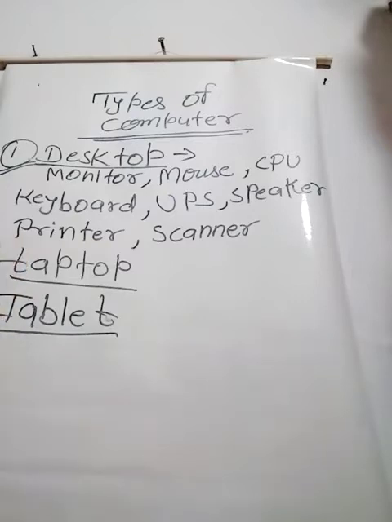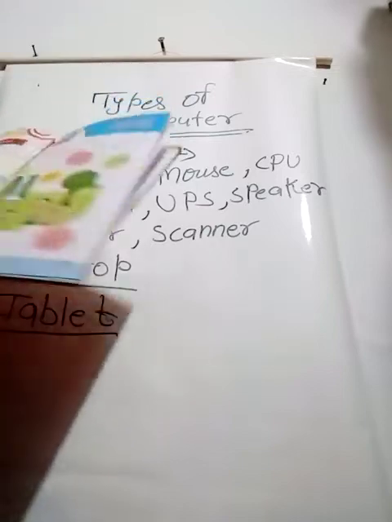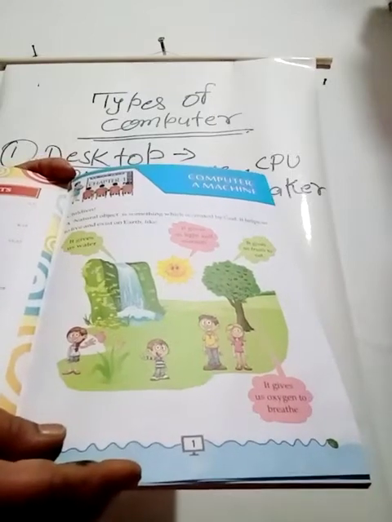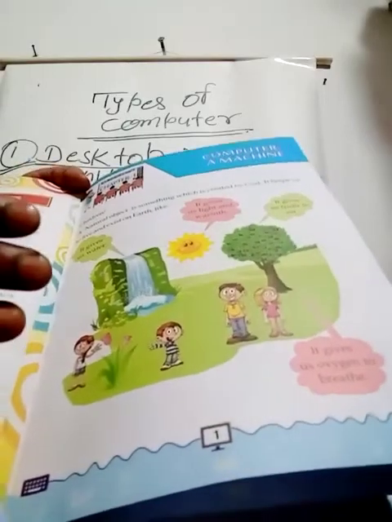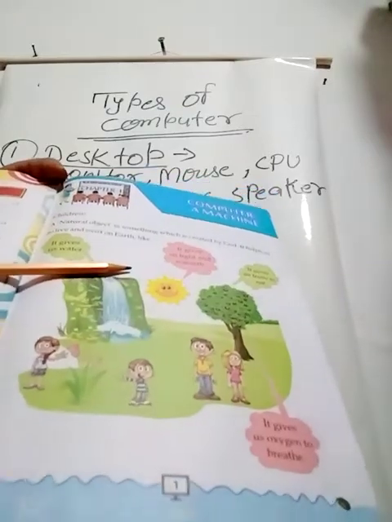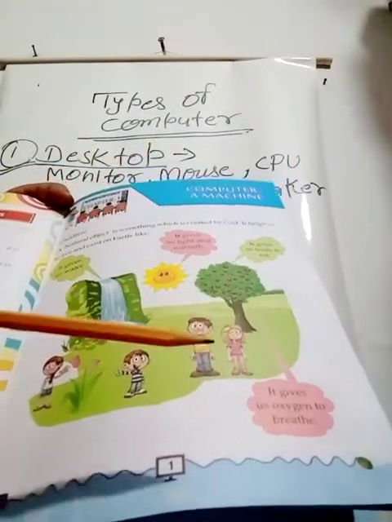Again I'm going to revise the chapter from the beginning. If you turn your book to the first page, this is your page number 1. On this page you can see you have to learn about man-made objects and natural objects. The objects which are made by God are called natural objects, and the objects which are made by people or human beings are called man-made objects.